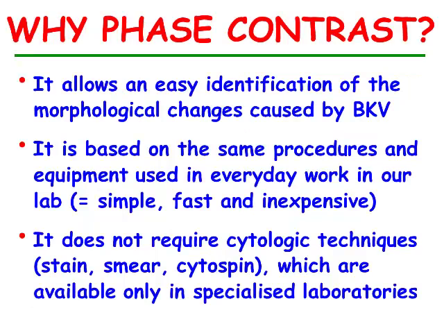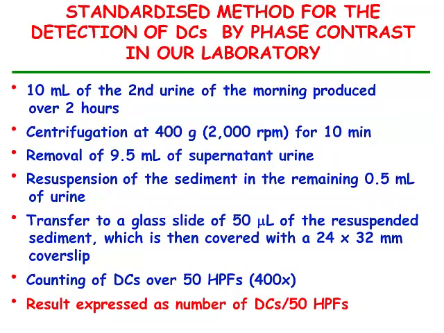So why do we use phase contrast and not send the sample to our cytopathologist? We do that because it allows an easy identification of the morphological changes caused by BKV virus. And it is based on the same procedures and equipment we use in everyday work in our lab, which is a simple method, fast and inexpensive. It does not require cytologic techniques, which are available only in specialized laboratories. We use the same standardized method to search for this cell, which we use every day for our routine work.